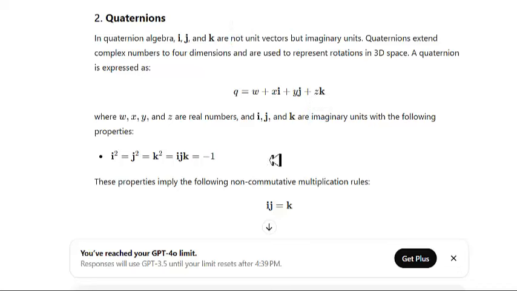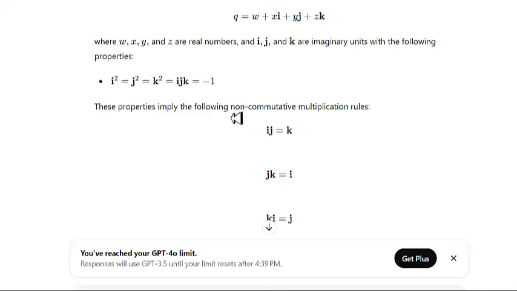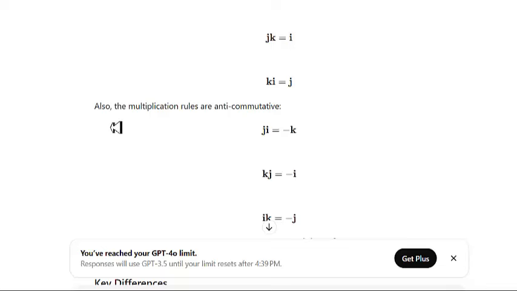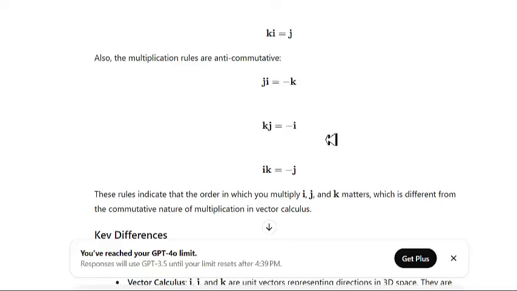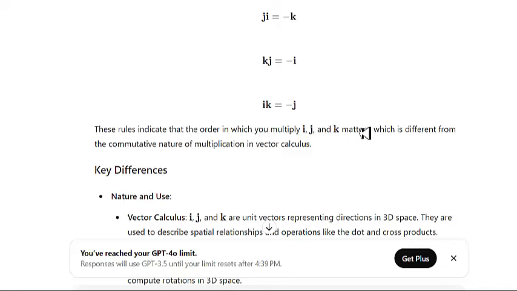With the following properties that we know: i squared equals j squared equals k squared equals ijk equals -1. The properties are non-commutative. So i times j equals k, j times k equals i, and k times i equals j. But the reverse is the opposite: j times i equals -k, k times j equals -i, and i times k equals -j. The rules indicate that the order in which you multiply these matters, which is different from the commutative nature of multiplication of vectors.